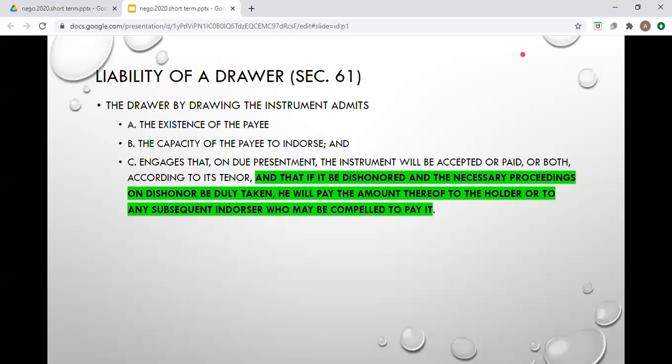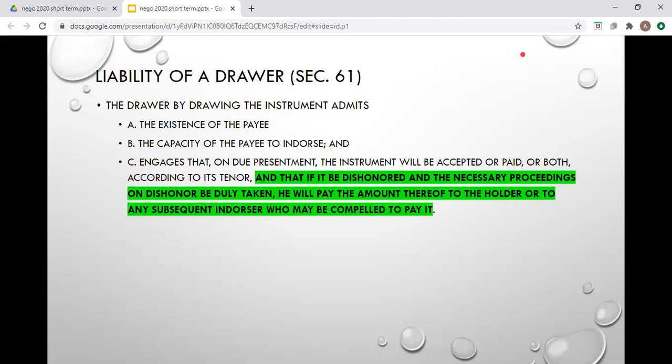The drawer here did not only warrant that the instrument will be accepted by our drawee. He likewise warranted that our drawee will not only accept it, but he will also pay the same. Or if it's not accepted, then it will be paid. So those are the warranties. So if on the due date, although it was accepted, the holder of the instrument goes to our acceptor to demand payment and the acceptor now refuses to pay, then again, there is breach of that warranty made by our drawer that the instrument will be paid.